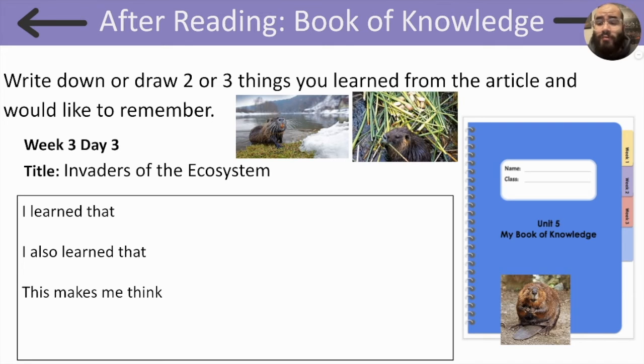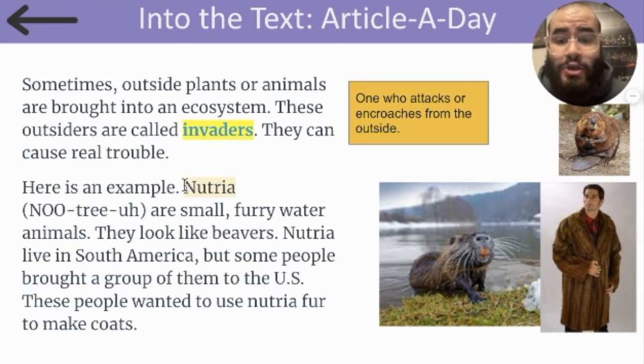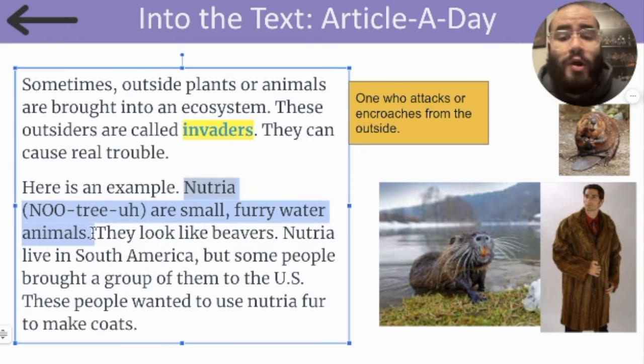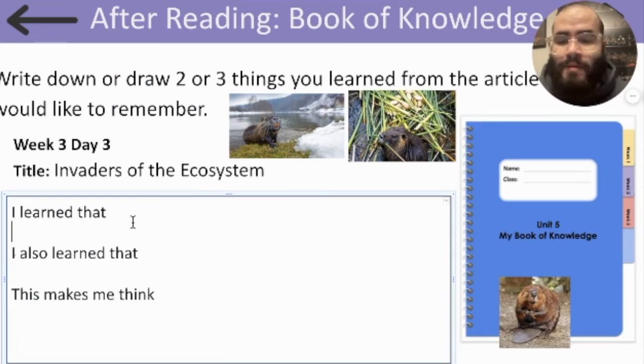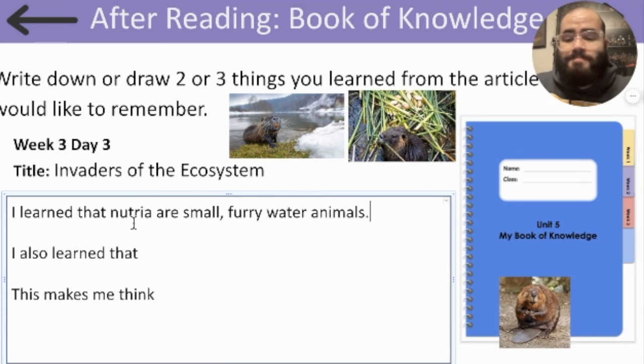Please take out your book of knowledge. Write down 2 or 3 things you learned from the article and would like to remember. Pause the video and do this now. The first thing I learned is that nutria are small, furry water animals. I'm going to write that down. I learned that nutria are small, furry water animals.